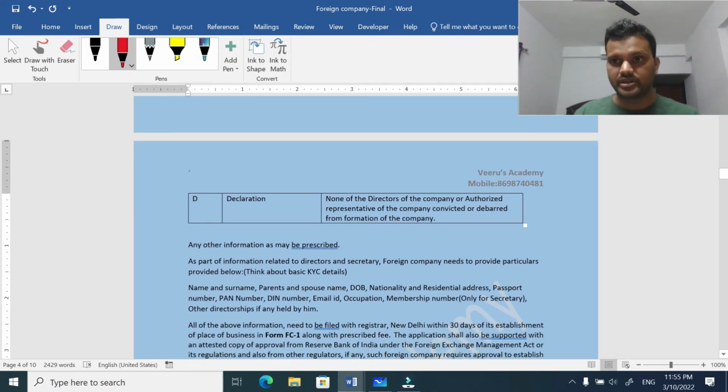This is also important. As of now, this foreign company chapter is a very small chapter. Each and every provision, each and every line is important. Don't leave anything.